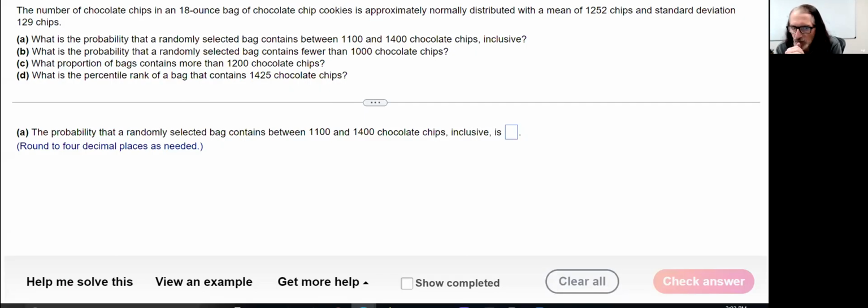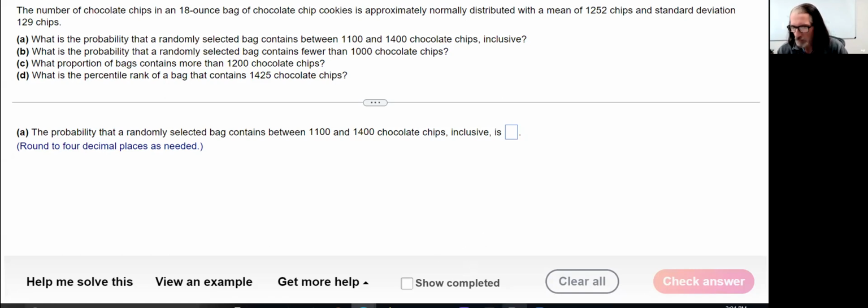Number of chocolate chips in an 18-ounce bag. It's approximately normally distributed with a mean of 1,252 chips and a standard deviation of 125. Find the probability between 1,100 and 1,400.